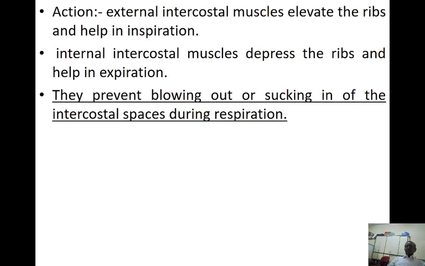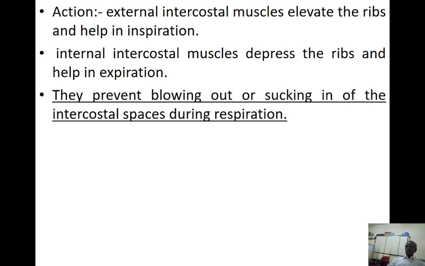Action. The external intercostal muscles elevate the ribs and help in inspiration. Internal intercostal muscles depress the ribs and help in expiration. I told you this expiration and inspiration are only when we need more amount of air. That is, forced expiration and forced inspiration only involve these intercostal muscles. Otherwise, the diaphragm is sufficient for normal passive respiration.